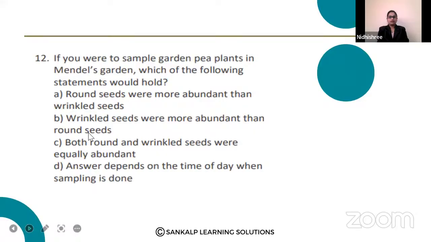Fine. Yeah. If you were to sample garden pea plants in Mendel's garden, which of the following statements would hold?